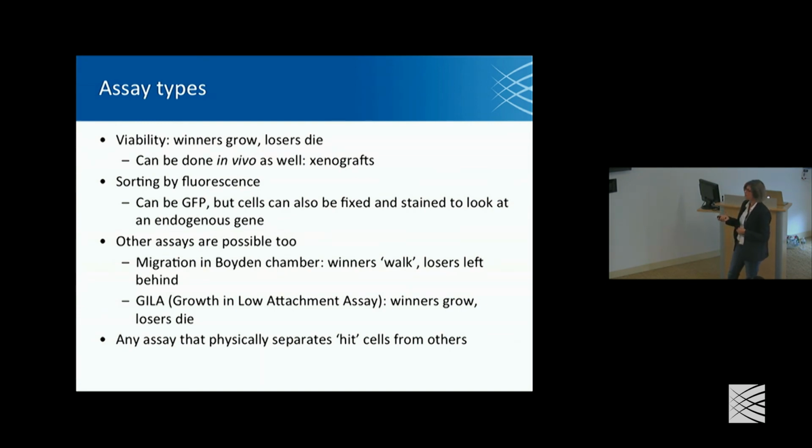but you can also fix and stain the cells and look at the endogenous gene. And the assays that are available, you can study migration using Boyden chambers, where the winners walk and the losers are left behind. You can use GILA, the growing low attachment assays, again, where the winners grow and the losers die. But in general, you can use any type of assay that physically separates the hit cells from the other.